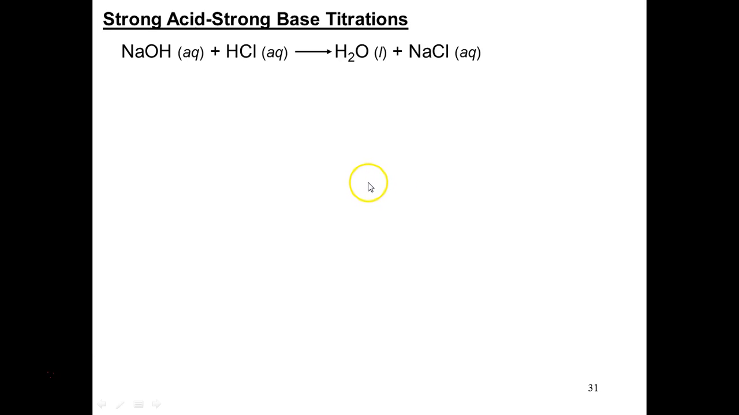So let's talk about different types of acid-base titrations. Let's first start off with the strong acid, strong base titration, with the strong base being sodium hydroxide and the strong acid being hydrochloric acid. When they neutralize, they form water and the salt NaCl.